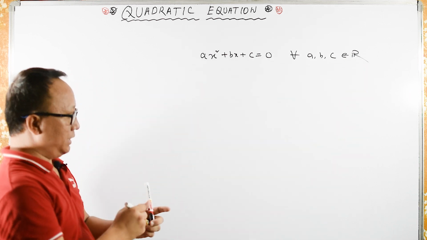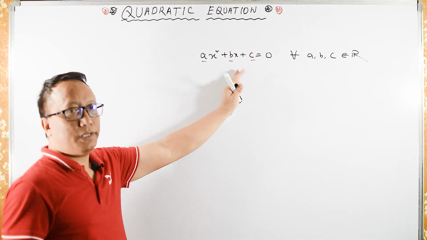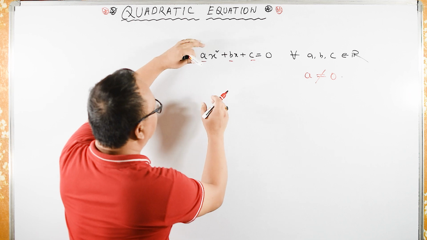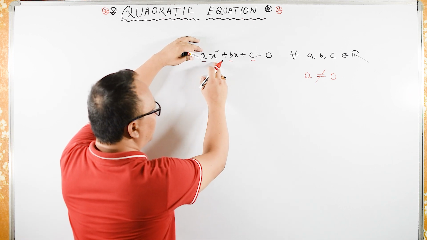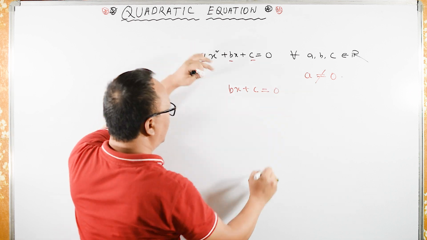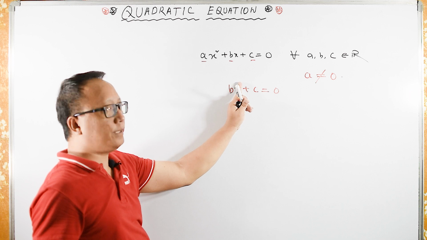This a, b, c should be a real number. Here a should not be equal to 0. If a is 0, then a times x² becomes 0. We will have bx + c = 0. Therefore, it is not a quadratic equation, because x raised to 1 is over here.